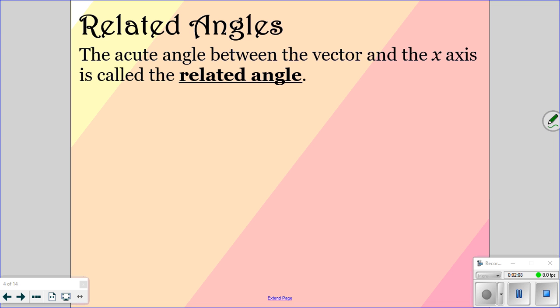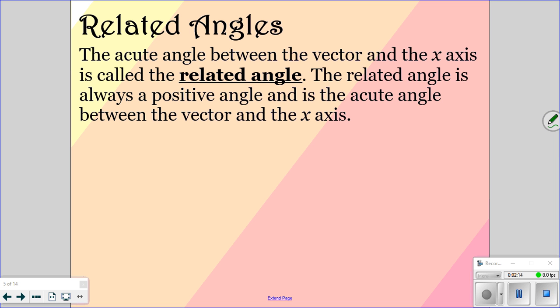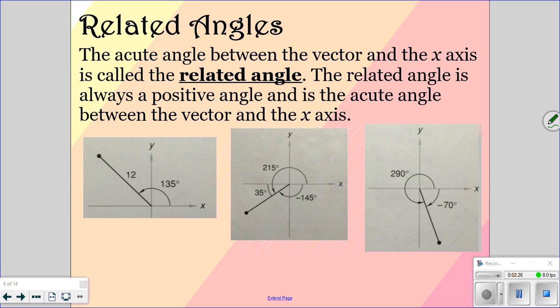The acute angle that is between the vector and the x-axis is called the related angle. The related angle is always a positive angle, and it's always going to be the acute angle between your vector and x-axis. You're never going to go over to your y-axis for your related angles. You always go to the x-axis. So let's look at these.